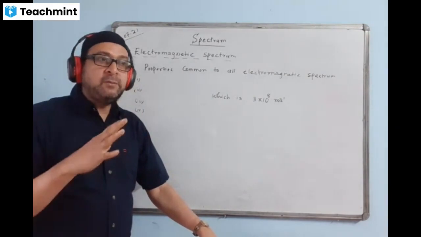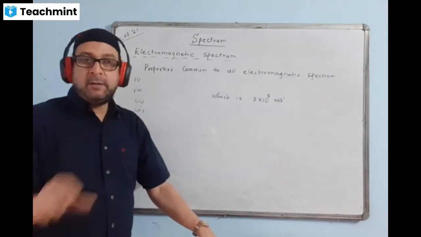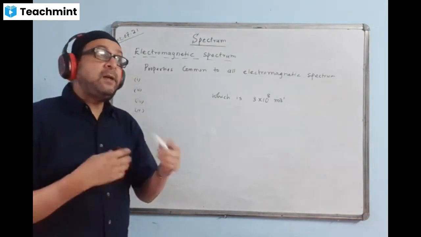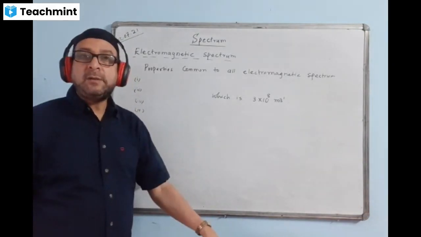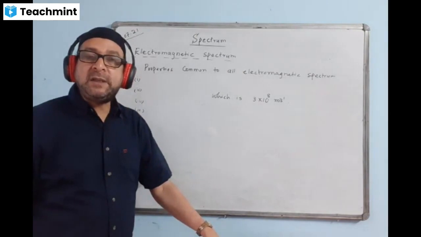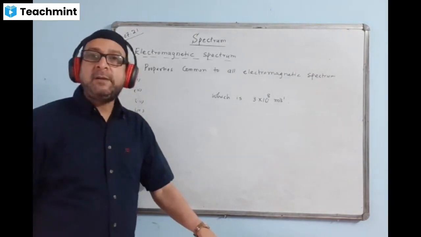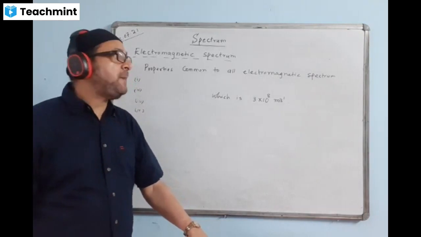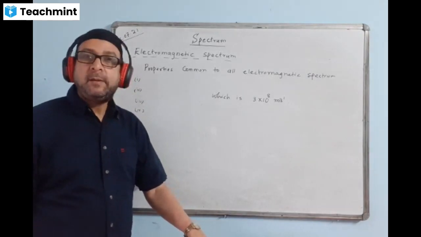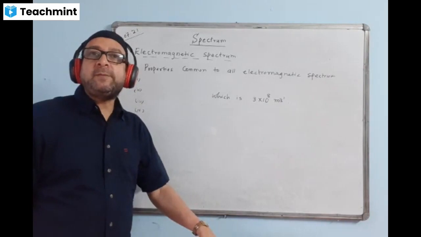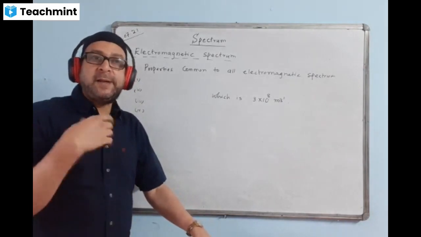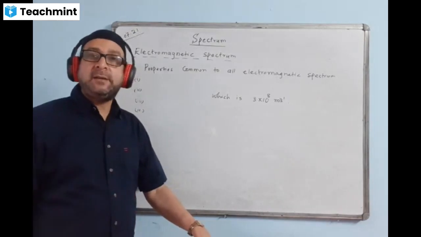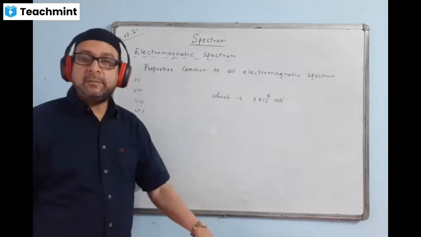There are some spectrums, a band of energy, whose properties are similar to visible light. Since they do not lie in the visible range, we will not be able to see them, but they exist. They are called electromagnetic spectrum. If a question comes, what do you mean by electromagnetic spectrum? We say the spectrums whose properties are similar to visible light are called electromagnetic spectrum.